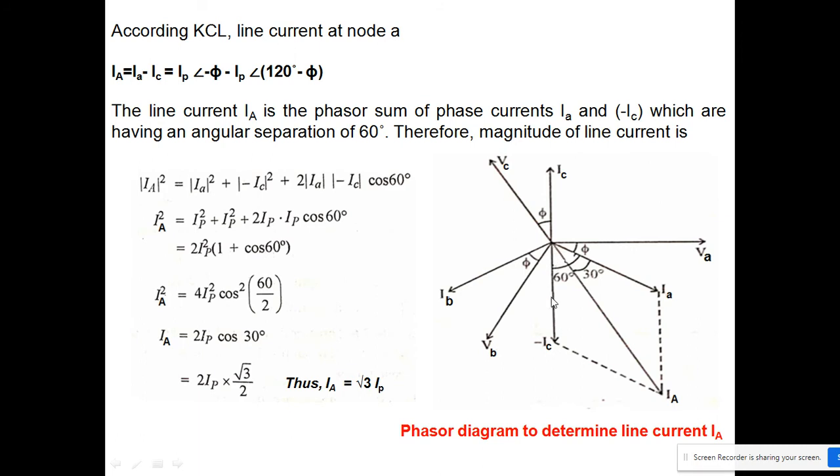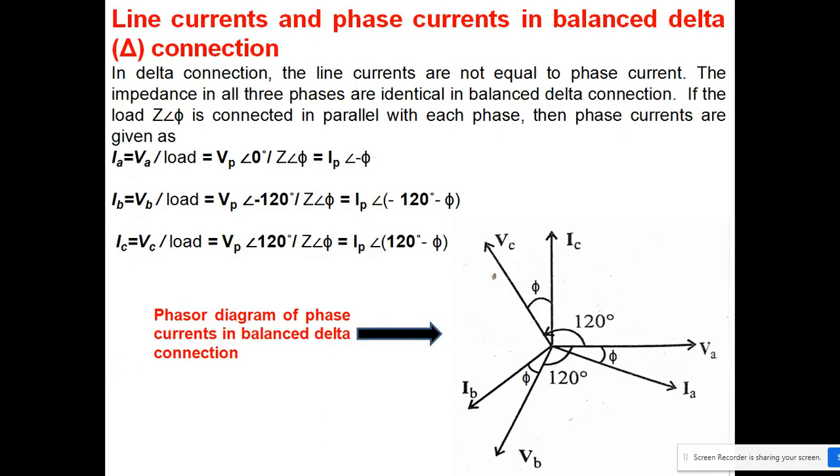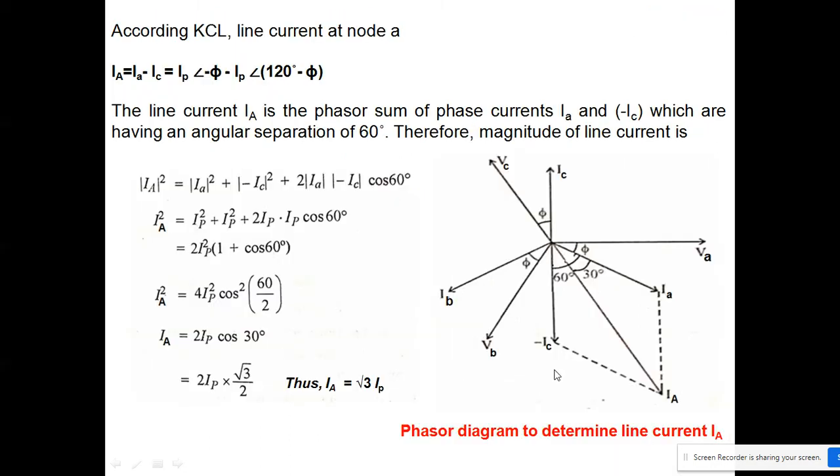We have already seen it is nothing but the phase current. These are the phase currents which we are representing: this one phase current, this one phase current, and this one phase current. So I am representing in this case my minus IC in this direction. The amplitude of these currents is fixed, which is IP, so both are equal here.